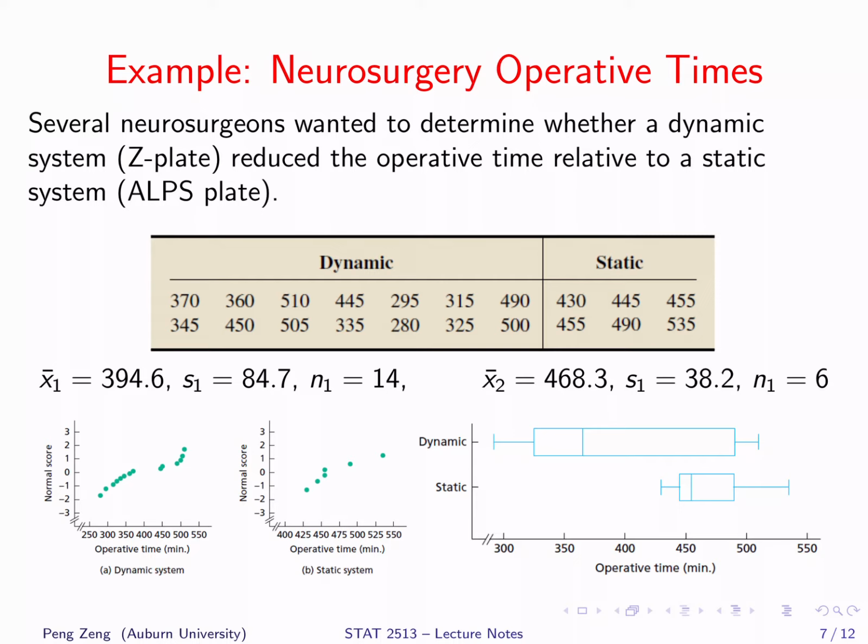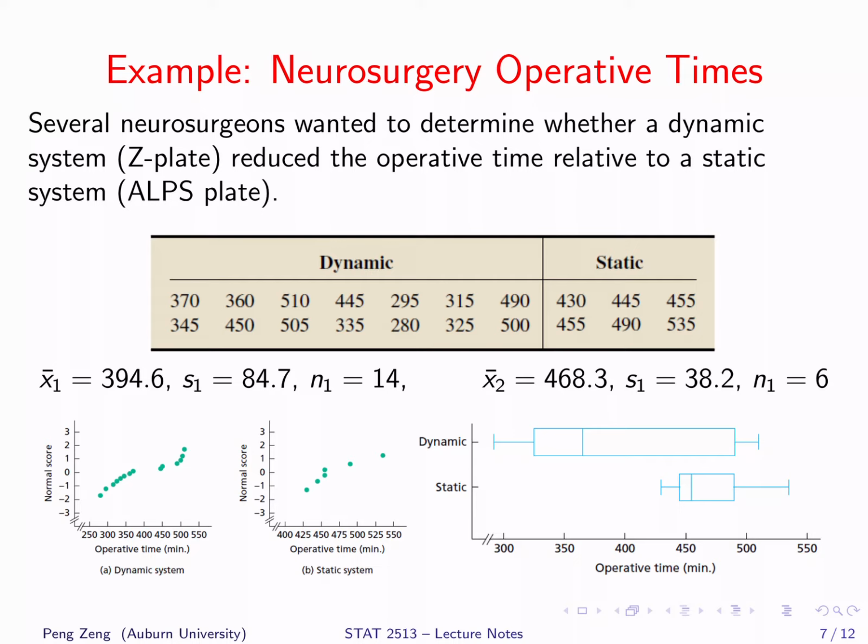Let's look at one example. Several neurosurgeons wanted to determine whether a dynamic system reduced the operative time relative to a static system. The sample contains 14 cases for the dynamic system and 6 cases for the static system.